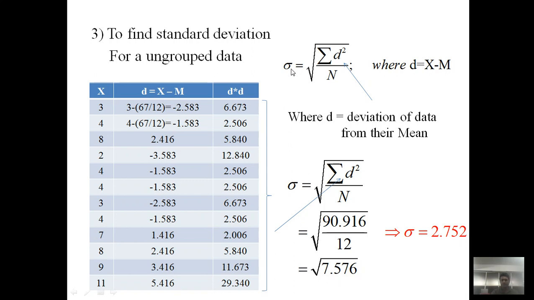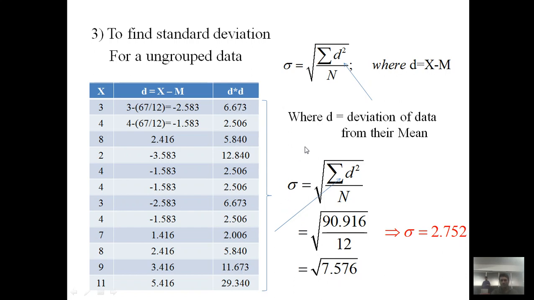But to calculate standard deviation, we require d square. So we have to prepare one more column, d into d, that is d square. So these are nothing but negative 2.583 multiplied by itself, so it gives 6.673. Similarly, this cell is the multiplication of minus 1.583 with itself, so we get 2.506. Similarly, all the cells are obtained by taking the square of the corresponding value of d. So we get d square.